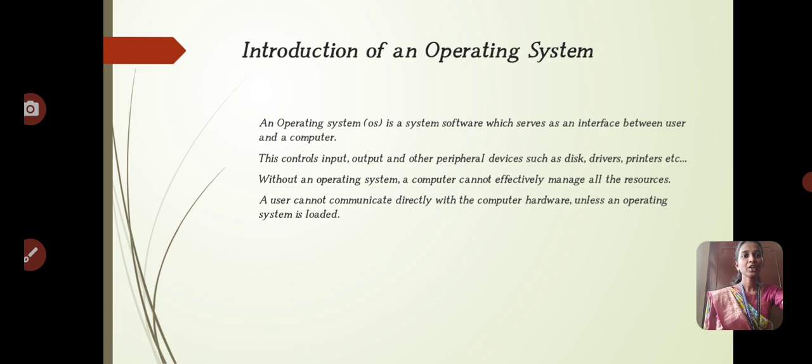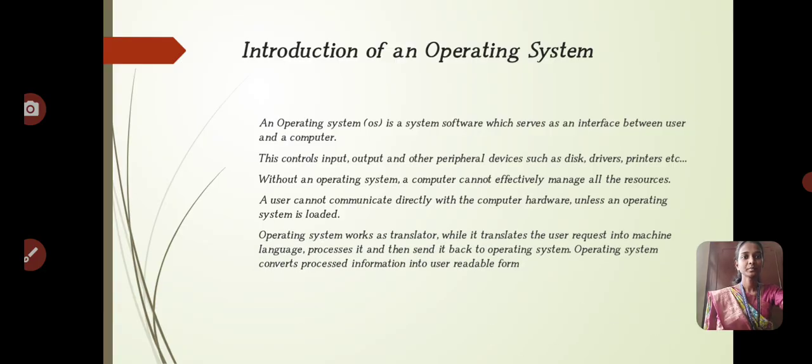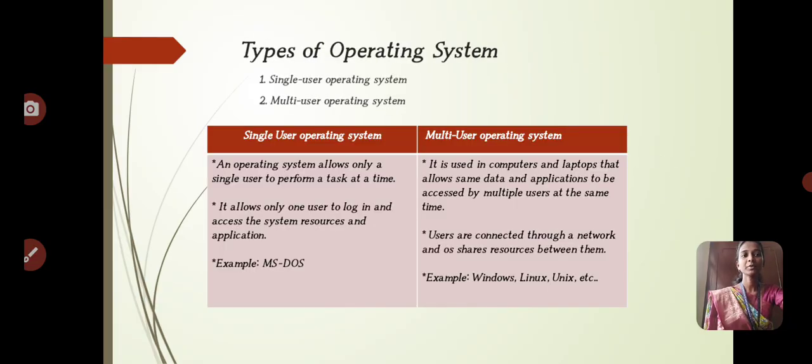A user cannot communicate directly with the computer hardware because we don't know the computer language and the computer doesn't know our language. So when an operating system is loaded, it will connect to the computer. So operating system works as a translator. It translates a user's request into machine language, zeros and ones, and processes it and then sends it back to the operating system. Operating system converts the processed information into user readable form.